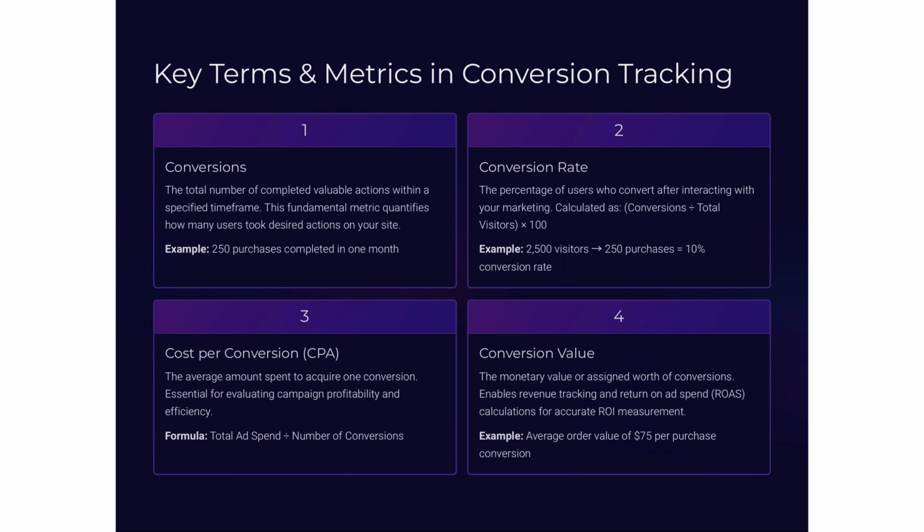Conversions quantify completed actions, like 250 purchases in a month. Conversion rate, calculated as conversions divided by total visitors times 100, shows effectiveness, e.g., 10% from 2,500 visitors. Cost per conversion, or cost per acquisition, evaluates efficiency using total ad spend divided by conversions. Conversion value tracks revenue, aiding return on investment measurement, e.g., $75 per purchase.